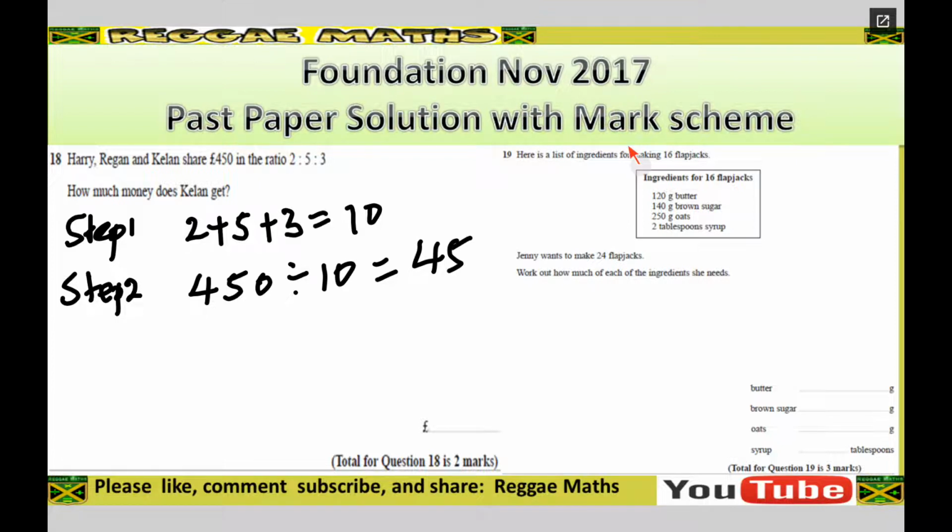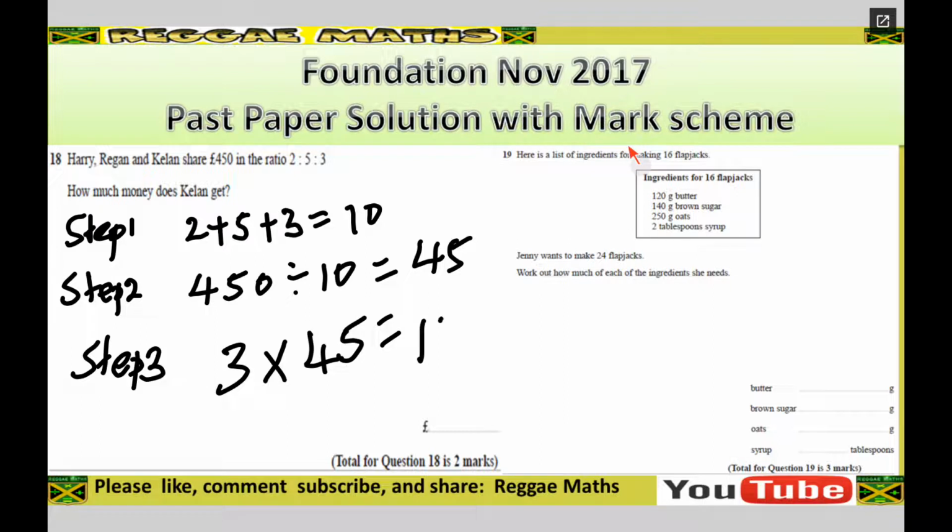So how much money does Keelan get? Keelan is the last one, so it's going to be step 3. He gets a portion of 3 lots of 45, which equals 135.